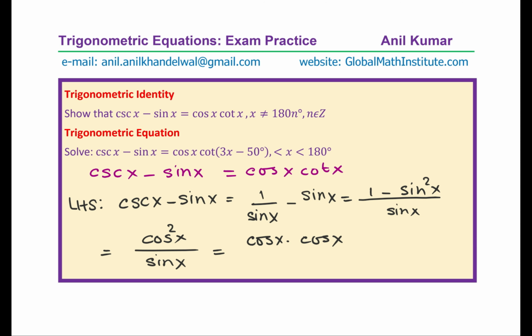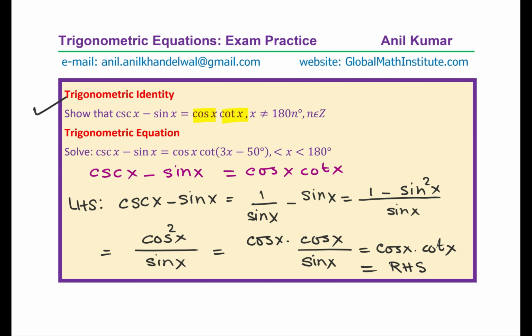Cos square x can be written as cos x times cos x. So notice that we need to show this equal to cos x times cotangent x. So how do I get cotangent x? The second cos x, let's divide that by sine x, right? So that is how we get our result, which is cos x times cotangent x, and that is equal to the right hand side. So we have shown the identity, and part A is clear.